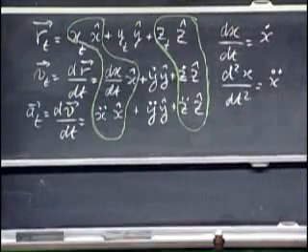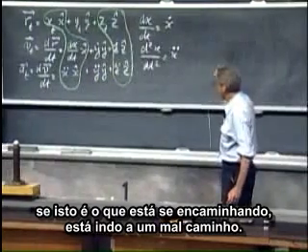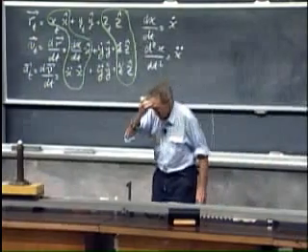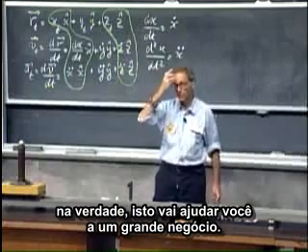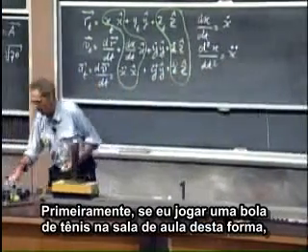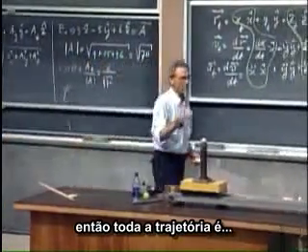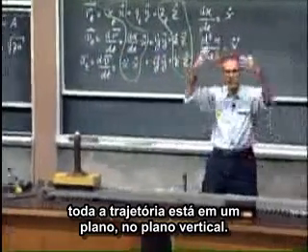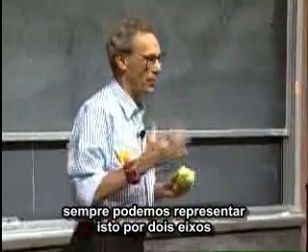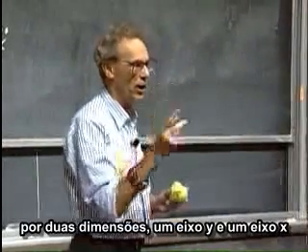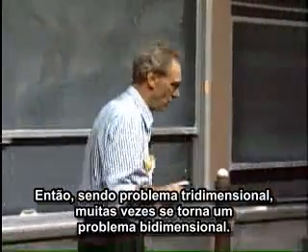So what have we gained now? This looks like a mathematical zoo. You would say, well, if this is what it's going to be like, it's going to be hell. Well, not quite. In fact, it's going to help you a great deal. First of all, if I throw up a tennis ball in class, like this, then the whole trajectory is in one plane, in the vertical plane. So even though it is in three dimensions, we can always represent it by two axes, a y-axis and an x-axis. So already the three-dimensional problem often becomes a two-dimensional problem.